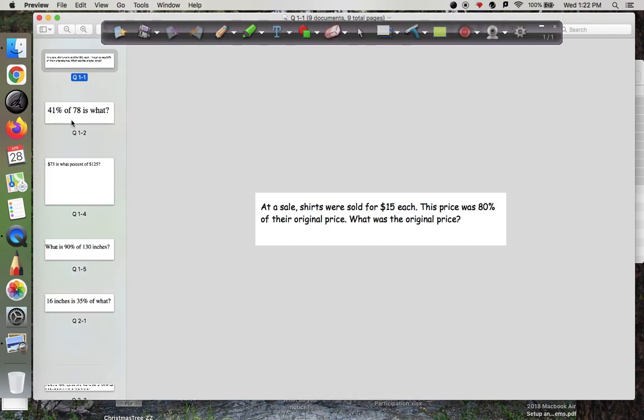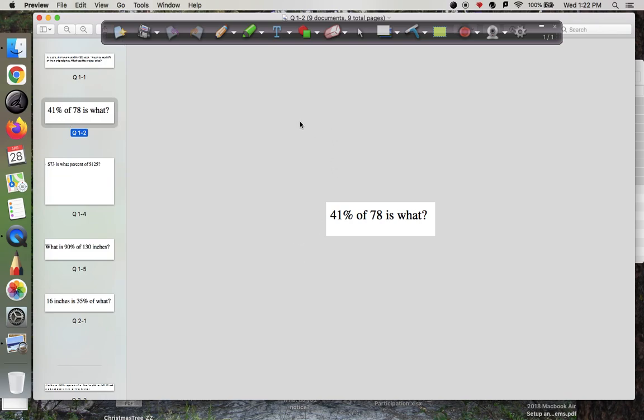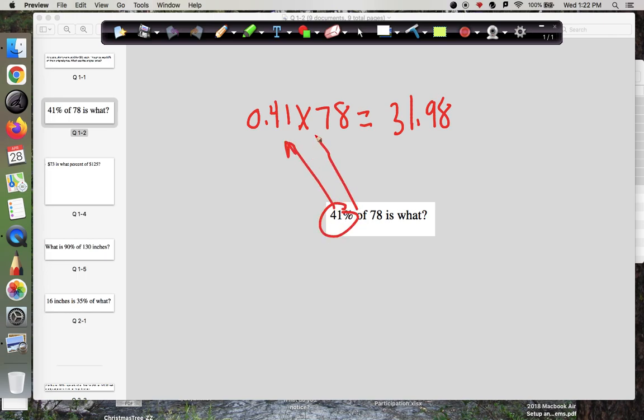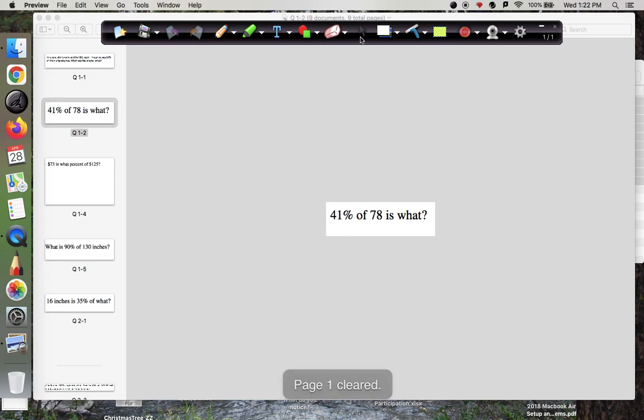Problem number 2. What is 41% of 78? Here's one thing that you can do on these. When you see 41%, you can change it to a decimal. This is 41% as a decimal. Of means multiplied, 78. So we're just translating that. 0.41 times 78 is 31.98. So we can take this, turn it to a decimal. The word of is multiplication. 78 is equals. So that's how we can translate that.